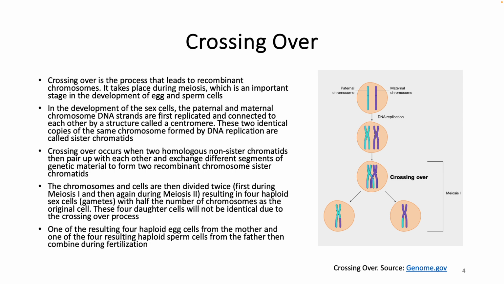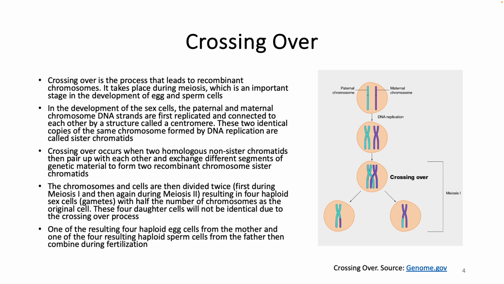So crossing over occurs when two homologous non-sister chromatids, so these are the blue and the purple, pair up with each other and exchange different segments of genetic material to form two recombinant chromosome sister chromatids. So what you're seeing here is that a piece of the purple DNA is getting combined with the blue, and the blue going to the purple, and they're exchanging segments of genetic material during this crossing over process.